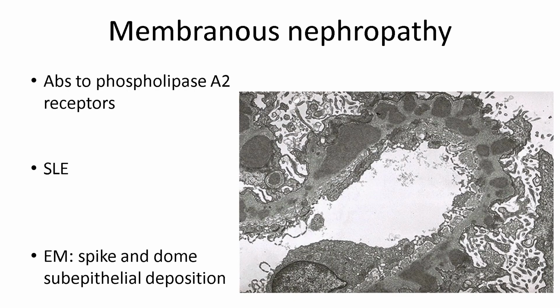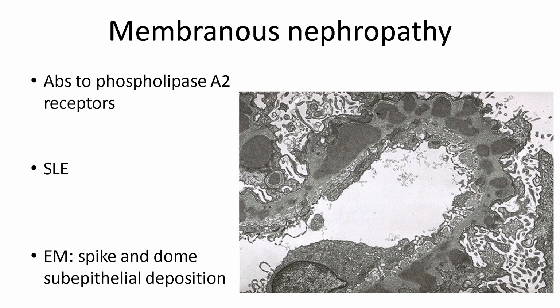Let's move on to the membranous nephropathy. So first thing you need to remember is that the immune complex here is composed of antibodies against the phospholipase A2 receptors, okay? You need to remember as well that membranous nephropathy is the most common cause of a nephrotic syndrome in lupus patients. Again, membranous nephropathy is the most common cause of a nephrotic syndrome in lupus patients, okay?